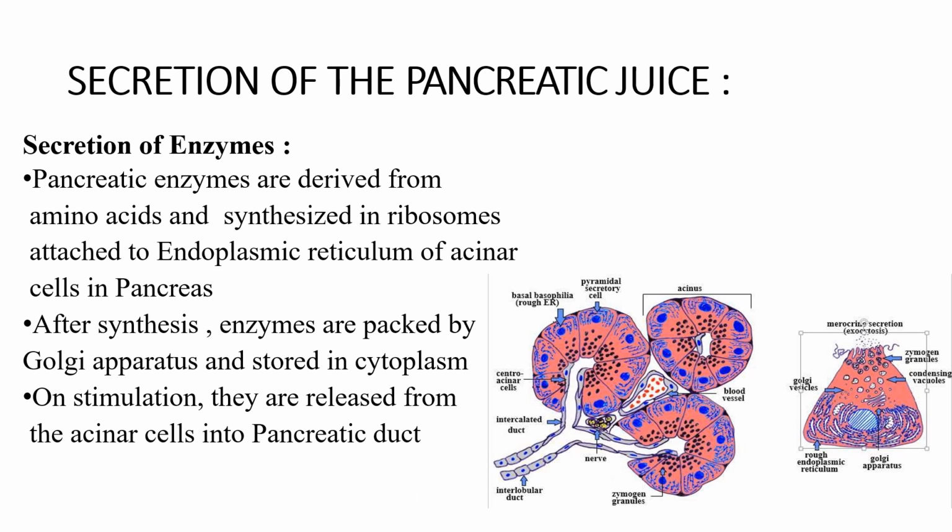And within the cells, these enzymes are stored in inactive form, that is, proenzymes. They become active only after mixing with the duodenal contents. So the brush border enzyme enteropeptidase is required for initiating the activation of the enzymes.